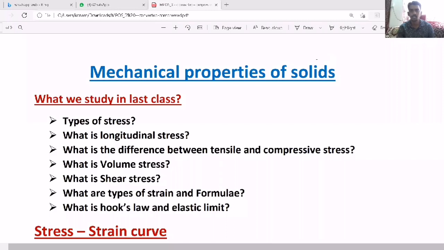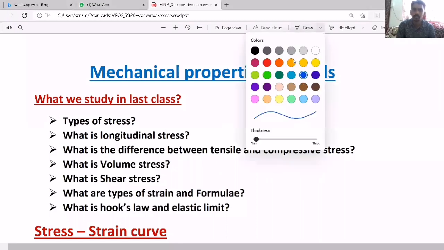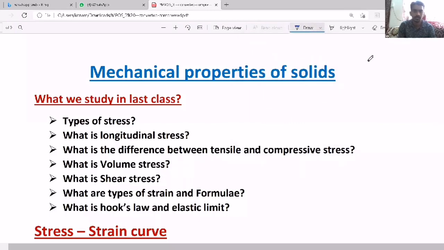Let us begin our session where we have been studying mechanical properties of solids. So first of all, let's have a look at what we studied in the last class, then we'll continue.